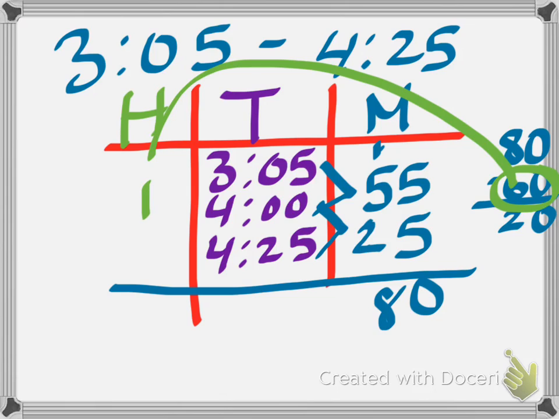So we have 1 hour. And now after we regrouped that, we had 20 minutes left. So now that is what we need to put back over in our minutes column. So we have our elapsed time from 3:05 to 4:25 is 1 hour and 20 minutes.